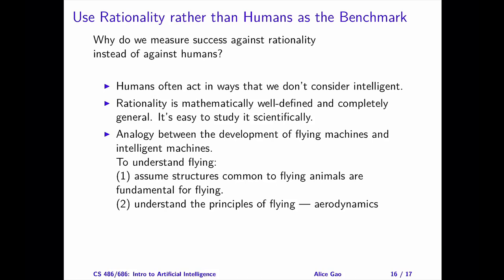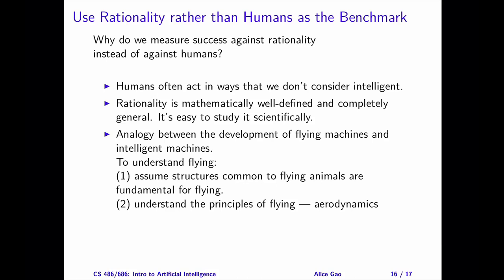Let me describe an analogy to help you understand the difference between the two benchmarks. Let's think about how we created the modern aircraft. Approach 1. We observe that birds can fly, and all of the birds have wings. We can hypothesize that the wings must have allowed the birds to fly. Given that, we can build aircrafts to mimic birds with wings. Approach 2. We'll try to understand the principles that allow the birds to fly. This idea led to the field of aerodynamics, which eventually led to the development of the modern aircraft.